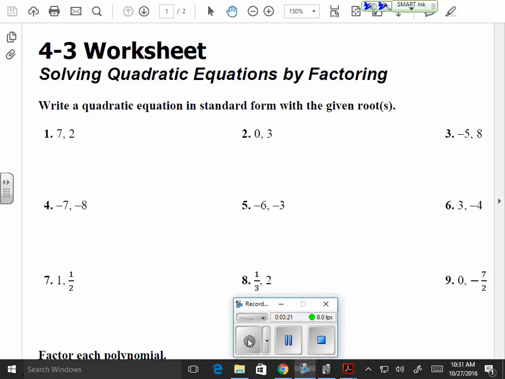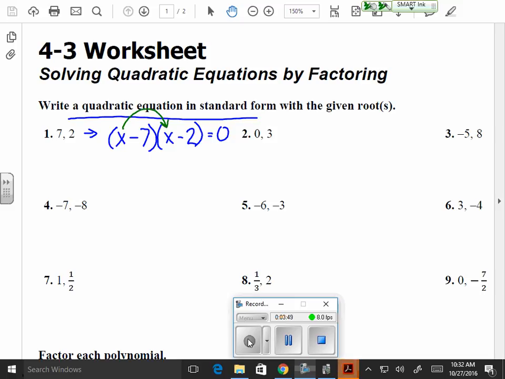Moving on to worksheet 4-3. If I want to write the quadratic equation in standard form for these roots, then I would take the two roots, 7 and 2, and create two binomials of x minus 7 and x minus 2 equals 0. Then I would FOIL.